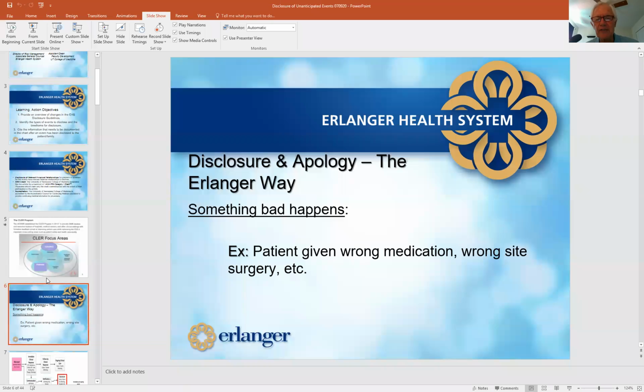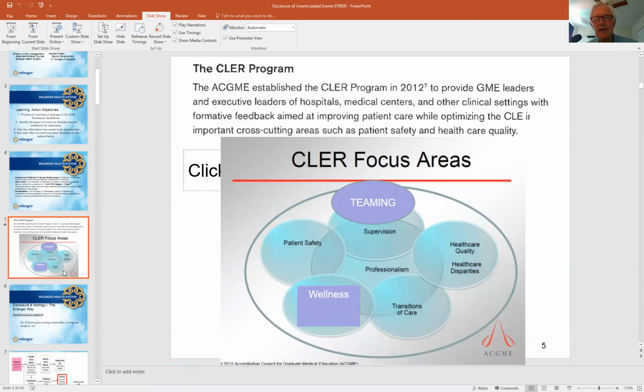The other area is a new area called teaming, and that again has to do with how you work with multidisciplinary teams. The other areas are wellness, which Dr. Mukta Panda, the other assistant dean, addresses and has a whole program on wellness. And then finally, supervision and professionalism.